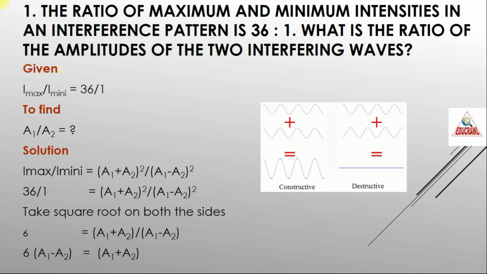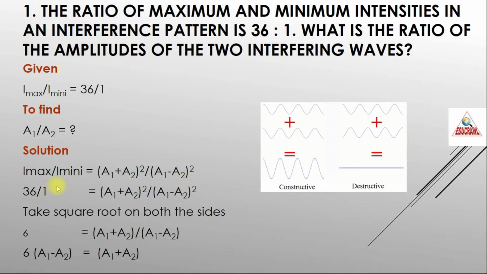So the given data is I max by I minimum is 36 divided by 1. We are supposed to find A1 by A2. That is the ratio of A1 is to A2 we have to find. So we start the solution with the formula I max by I minimum is equal to (A1 plus A2) the whole square divided by (A1 minus A2) the whole square.